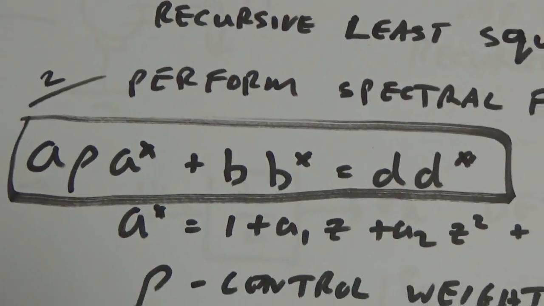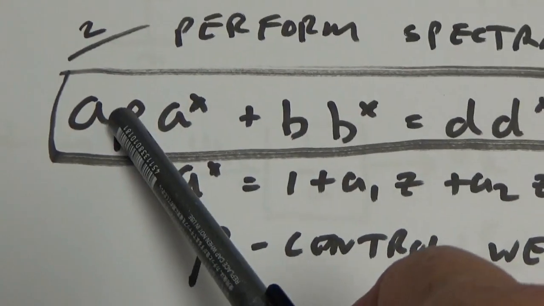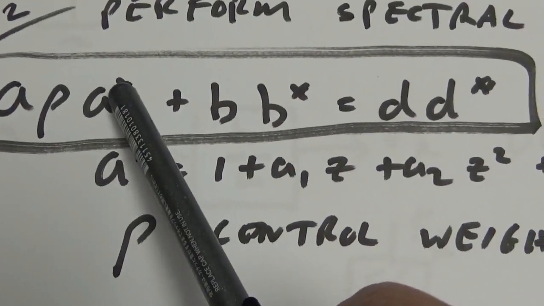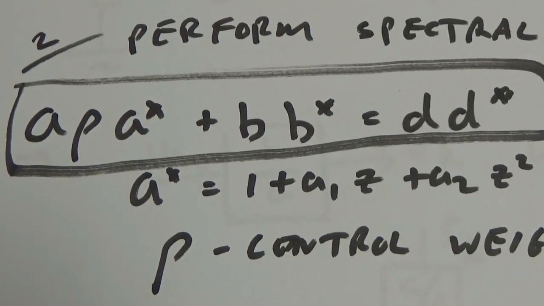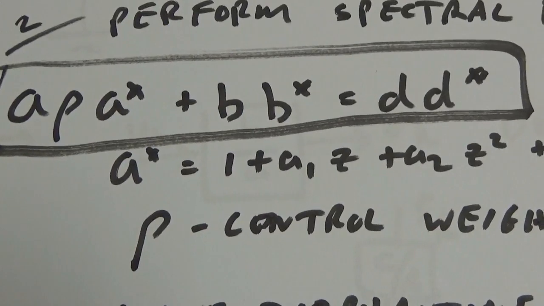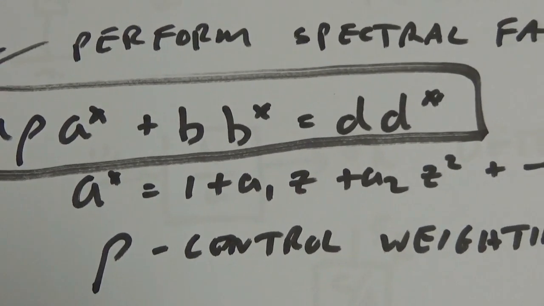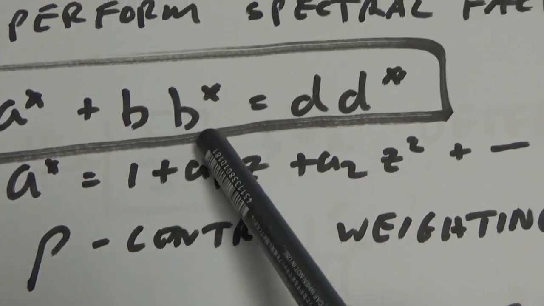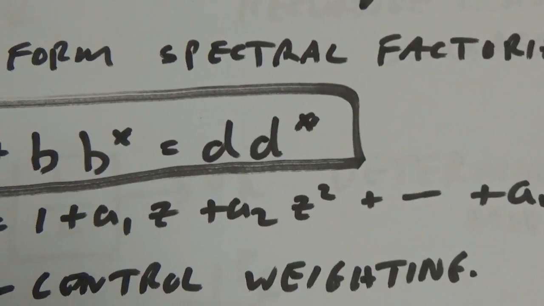We need this thing called spectral factorization, which is step 2. We know the control weighting, so we've got A rho A star. Star means complex conjugate, so that means you multiply A(z^-1) times rho times A(z), and you get positive and negative terms in z. Plus B B star equals D D star, and it's the D term that we're actually after, this polynomial.